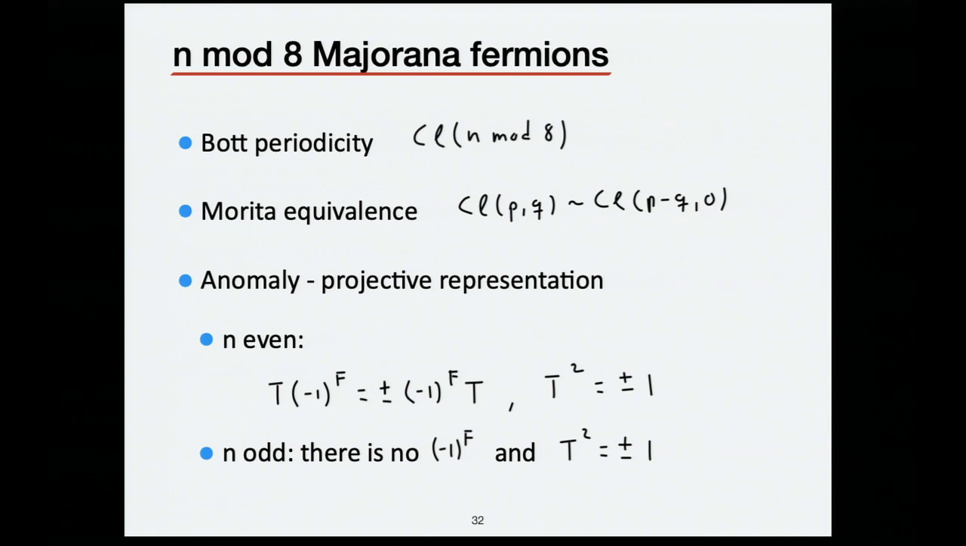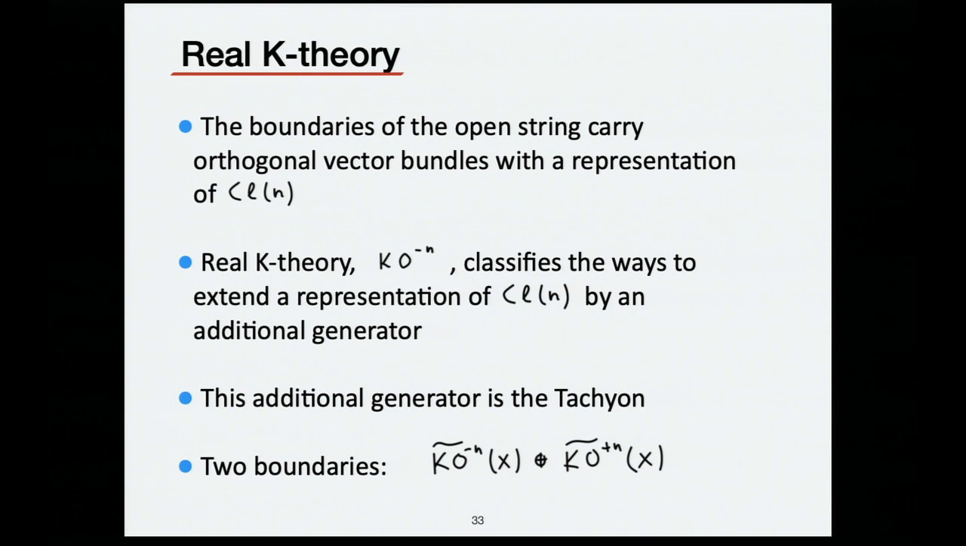Alright, so we know that the boundary of open strings, some D-brane, carries some Chan-Paton vector bundle with some representation of CLN. And we know that the real K-theory classifies the ways to extend this by some additional generator. And what is this additional generator? Well, you have some extra thing, which is basically fermionic, some tachyon field that will tell you about how these branes can or cannot annihilate. This additional generator and all the possible tachyon fields correspond to all possible branes that you can have, which means all the possible ways of annihilating this thing.